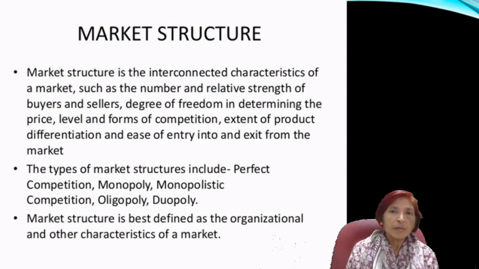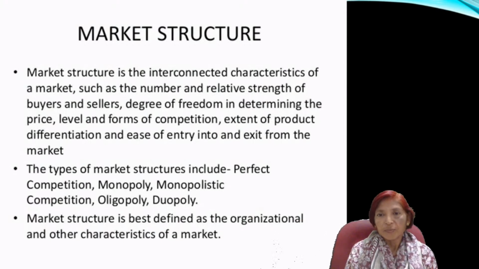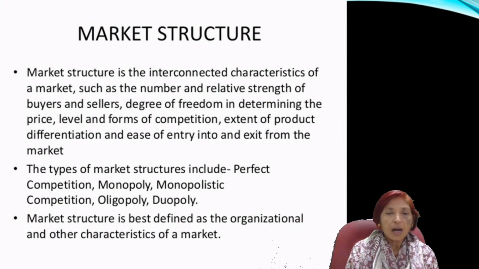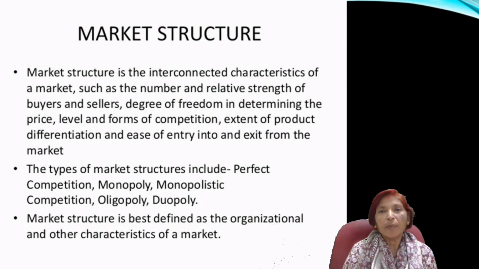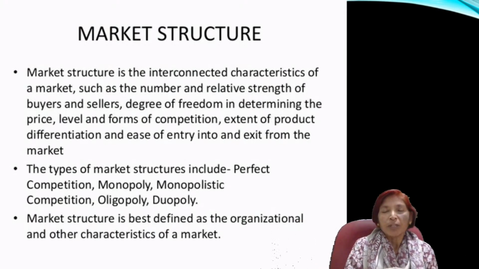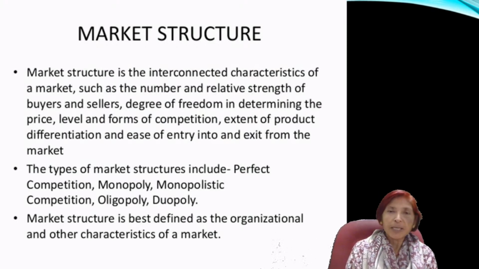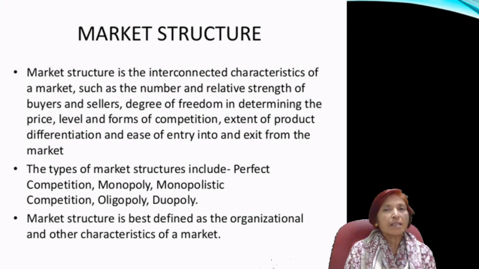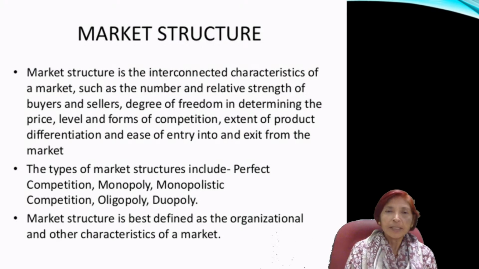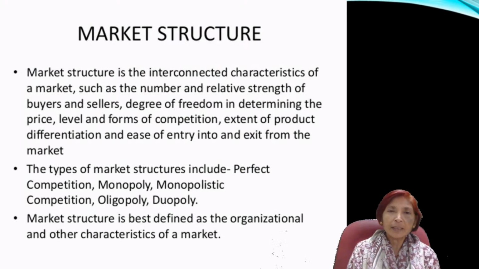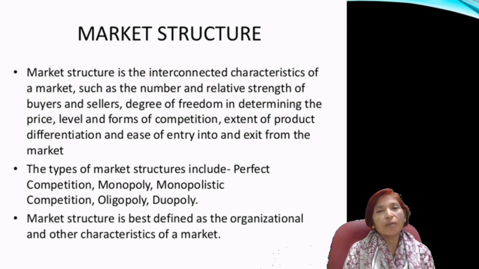The second main point is the degree of freedom in determining the price. How much freedom is available in different forms of market? In a perfect competition market, there is no freedom to determine the price, because price is not determined by the firm. The firm is a price taker, not a maker. Price is decided by the intersection of the industry's demand curve and supply curve, where the equilibrium price and equilibrium quantity are determined.